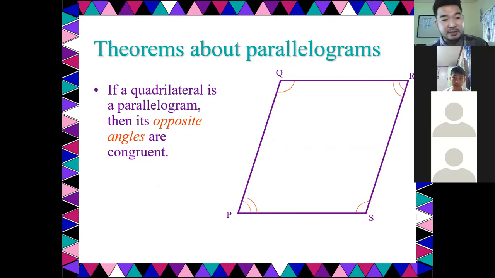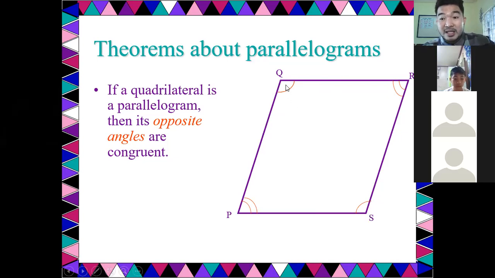Tapos kaakibat naman nun, kapag meron na siya nung first property natin, meron na siyang dalawang pares ng opposite sides which are congruent and parallel to one another, merong mapo-form na panibagong property. So ano naman yung mapo-form na bagong property na yon? Ito yung property na nag-e-exist sa angles ng parallelogram. So magkakaroon tayo ng two opposite angles which are congruent.